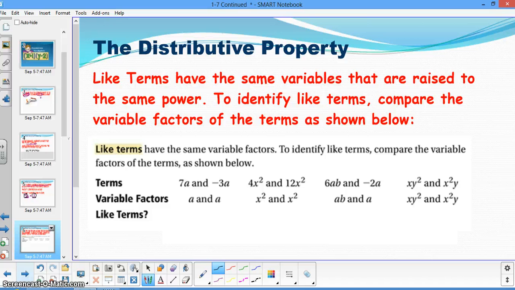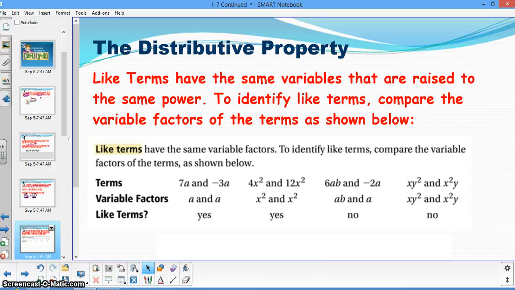So, like terms. Like terms are where you have something that has the same variable with it. So, for example, take a look at these four. 7a and negative 3a. 4x squared and 12x squared. 6ab and negative 2a. xy squared and x squared y. In your notes, take a moment to identify if these are like terms or not.